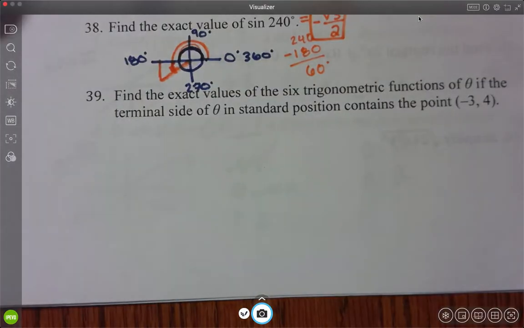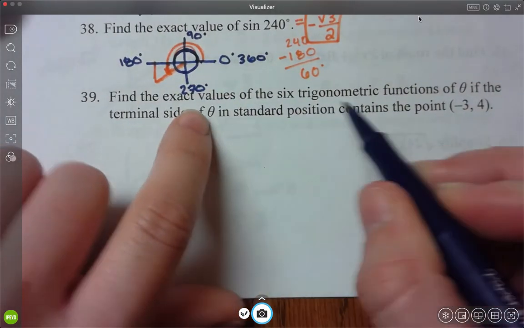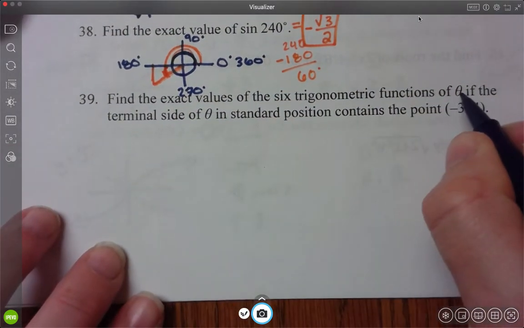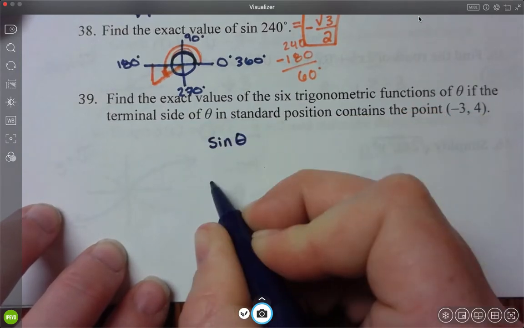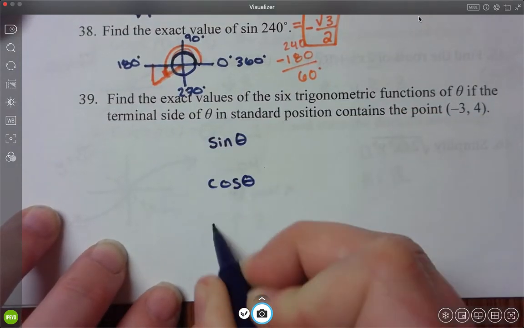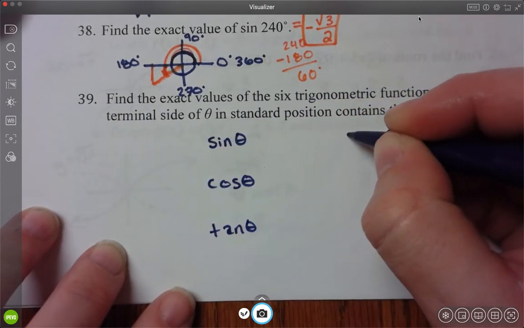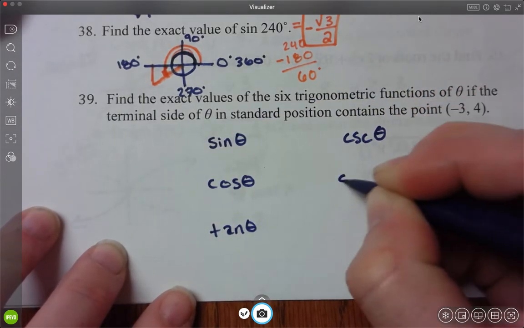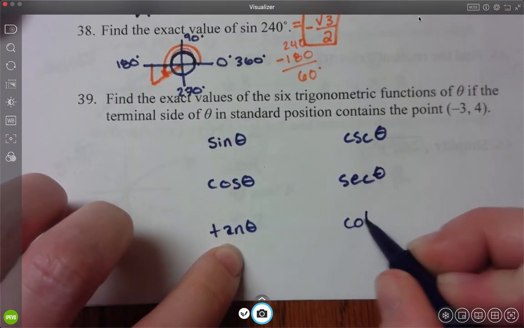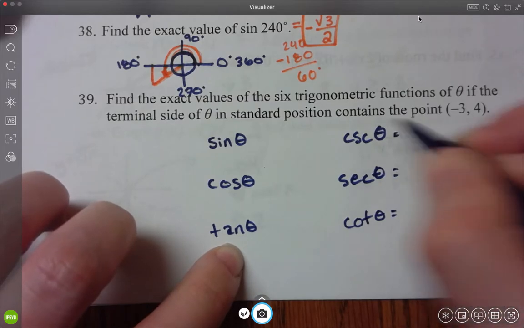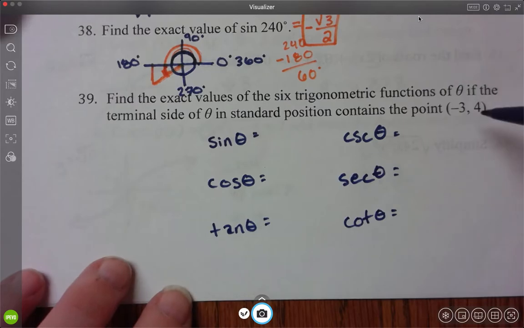39 is a nice problem. Find the values of the 6 trig functions of angle theta. So they want 6 trig functions, which is sine of theta, cosine of theta, tangent of theta. That's the first 3. And then the one that goes with sine is cosecant of theta. Secant of theta goes with cosine, and tangent goes with cotangent. So they want us to find each one of those 6 right there. And it says the point that contains negative 3, 4.